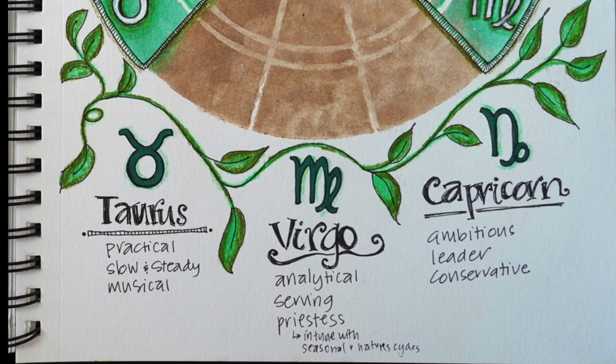The three characteristics that I chose for Taurus are practical, slow and steady, and musical. Virgo is analytical, serving, and she's the high priestess of the zodiac. You see, she's in tune with those seasons and those cycles within nature. That's her analytical side coming into play. And Capricorn is ambitious, a leader, and tends to be conservative.